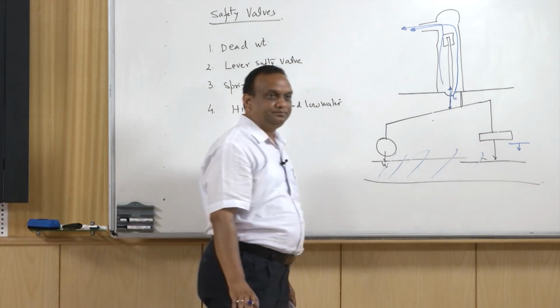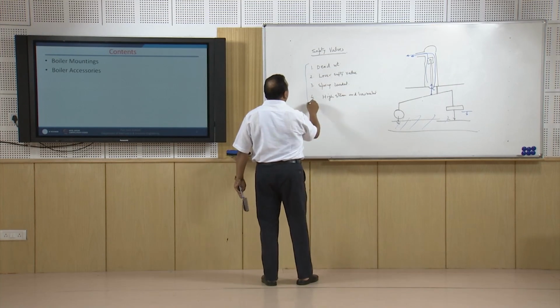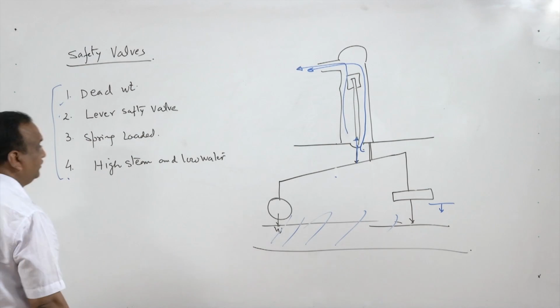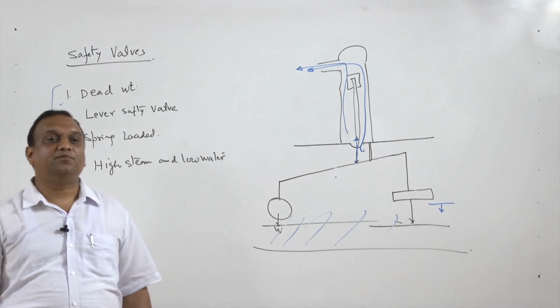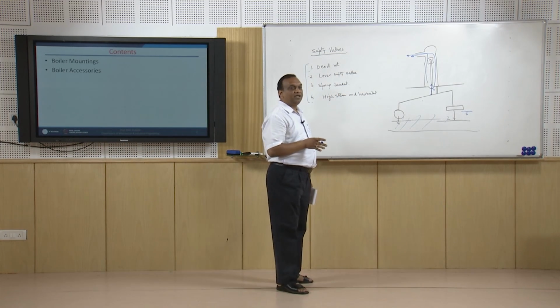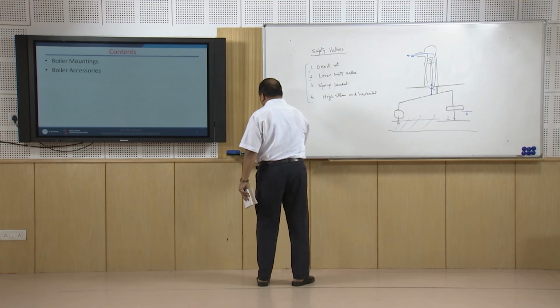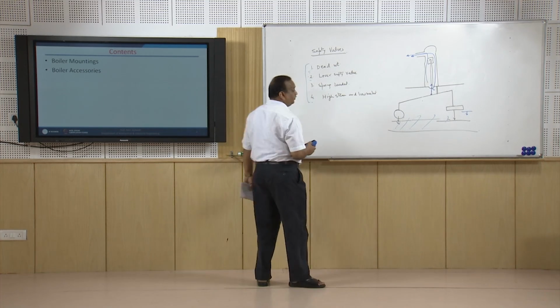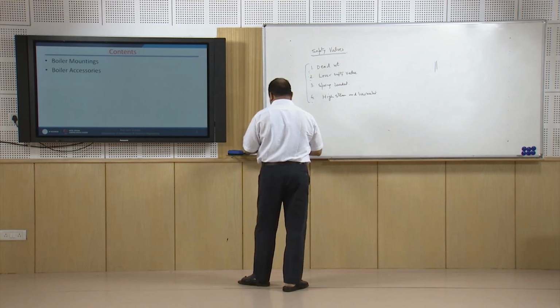So these are 4 safety devices, and it is recommended that you should have at least 2 safety valves in the system, because safety valves have a very important role to play. If a safety valve fails, an accident may happen. So that is why, for safety purposes, any two of the safety valves are recommended to be put on the boiler as boiler mountings.